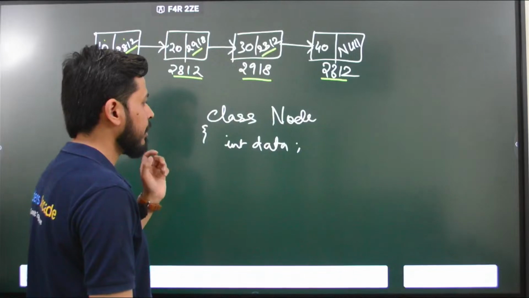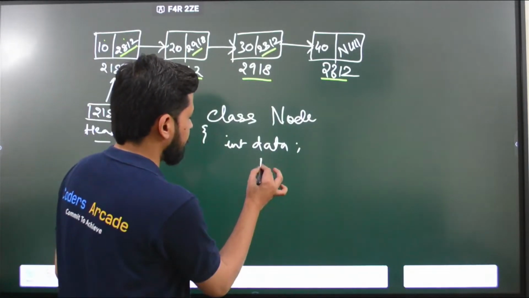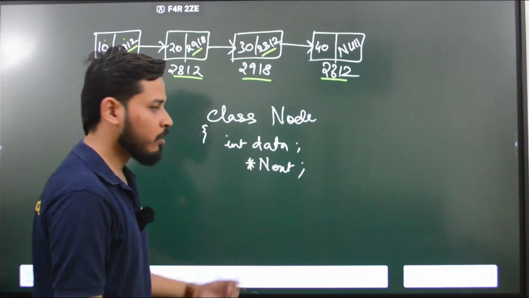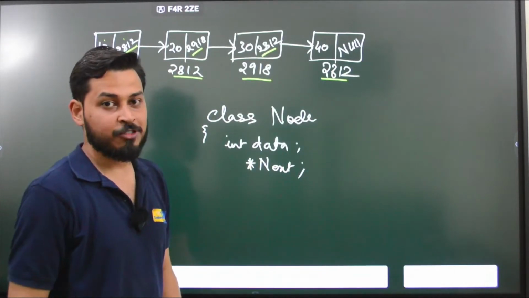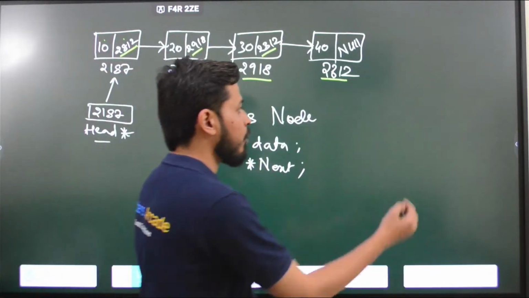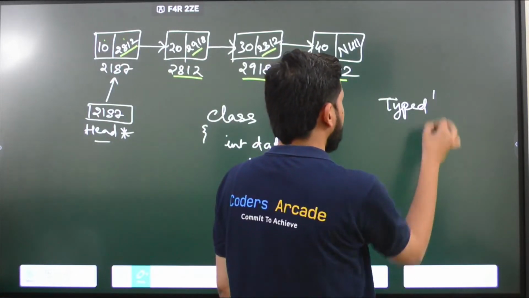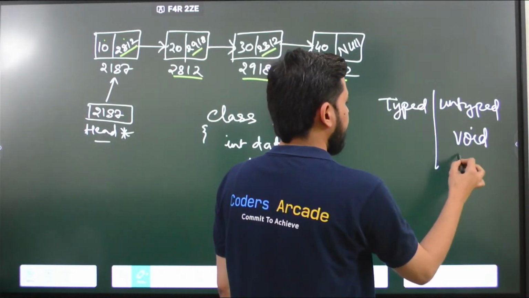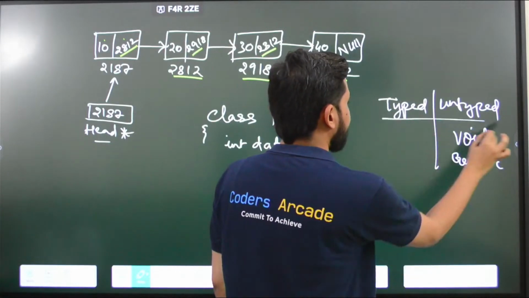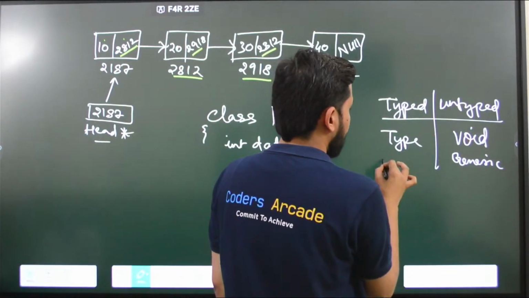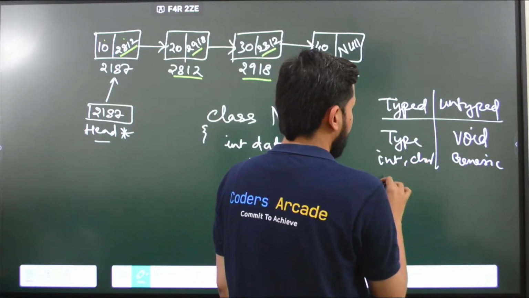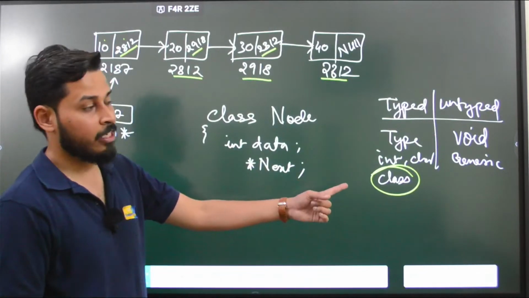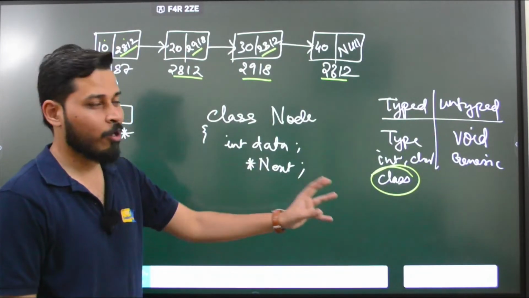Then I said next pointer. But what will be its data type? Guys, if you have seen our pointers video, I have explained the two types of pointers, typed pointers and untyped pointers. Untyped pointers are the void or generic pointers, and typed pointers are those pointers which will have some type, for example int, char, boolean or class type of pointer. Here we are going to use a class type of pointer. So if you haven't watched that video, please go ahead and watch what typed pointers are.